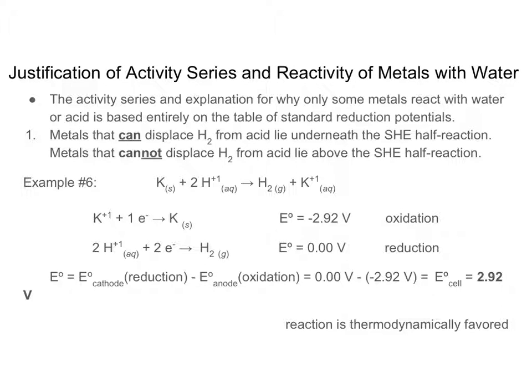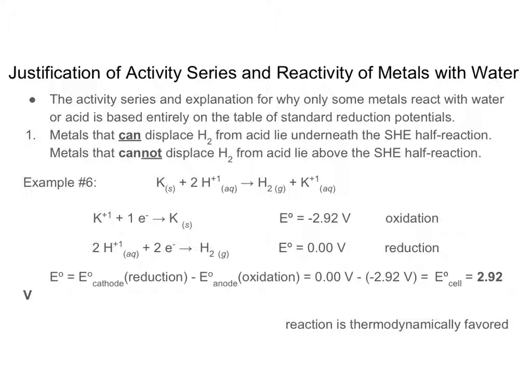What we're going to do today is talk about why that is the case. In this justification of the activity series and reactivity of metals with water, we use the activity series to explain why some metals react with water or acid. But last year when we told you about it, it was only based on the fact of, here, use this chart. Today I'm going to teach you how to calculate that so that you always know without having to have the chart, because you will not get the chart on the AP exam.